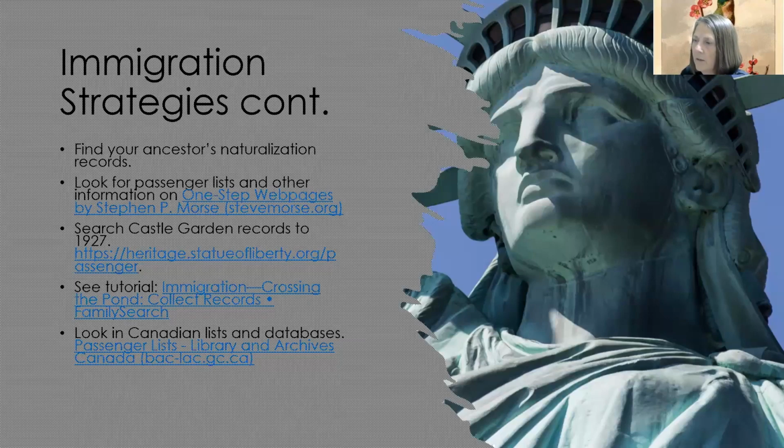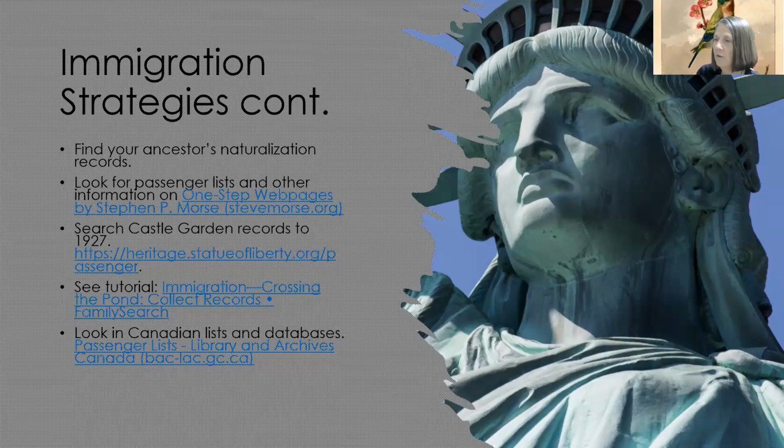Look for information on the One-Step web pages by Stephen Morse. He has a lot of different things, and one of the really wonderful things he's done is collect tons and tons of passenger lists from all over. There's also a collection of Castle Garden records up to 1927. And then another one is there's a tutorial for immigration in the Family Search Wiki called Immigration: Crossing the Pond, Collecting Records. You might want to look at that. That's a very, very good tutorial. It's maybe slightly outdated, but not enough to worry about.